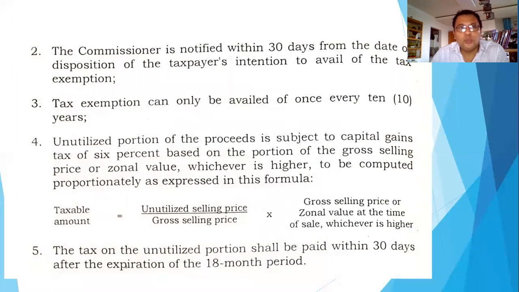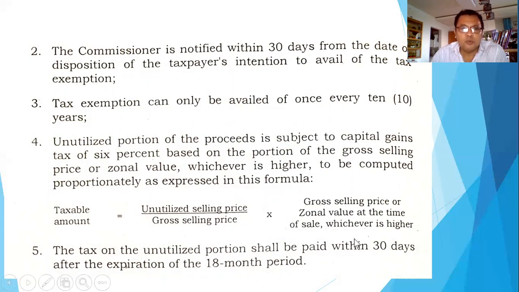Number two, the commissioner is notified within 30 days from the date of the disposition of the taxpayer's intention to avail of the tax exemption. Third, tax exemption can only be availed of once every 10 years. Fourth, an unutilized portion of the proceeds is subject to capital gains tax of 6% based on the portion of gross selling price or the zonal value, whichever is higher.